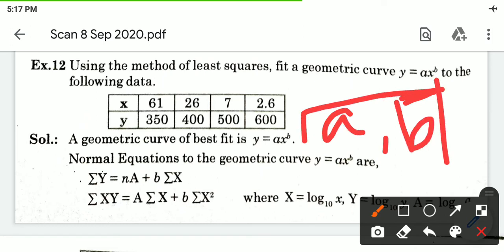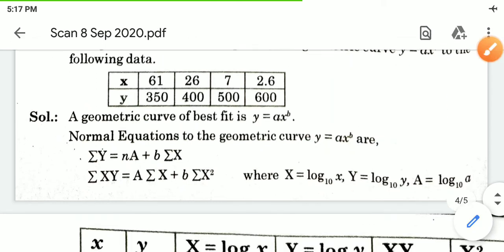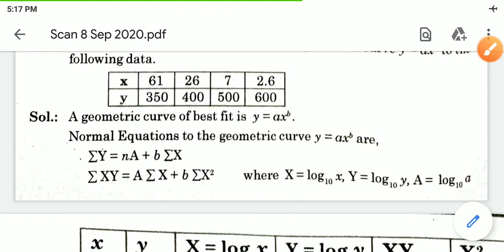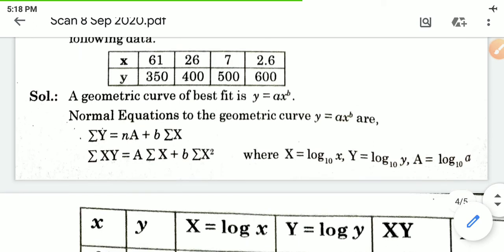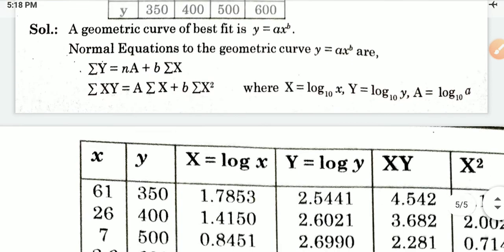We want to find the values of a and b. So the normal equations of the geometric curve y = a·x^b are as above. Summation Y = n·A + b·summation X, and summation XY = A·summation X + b·summation X².